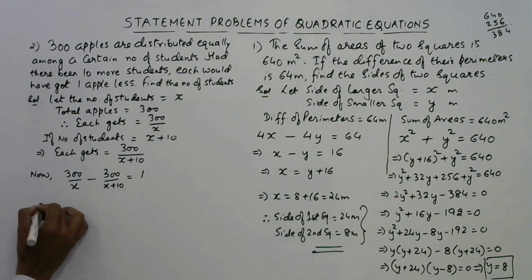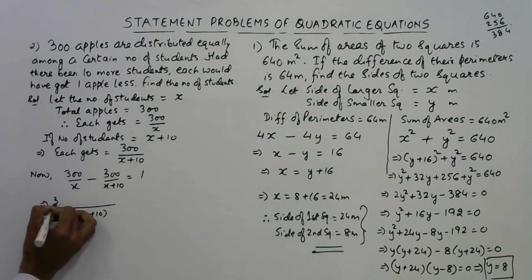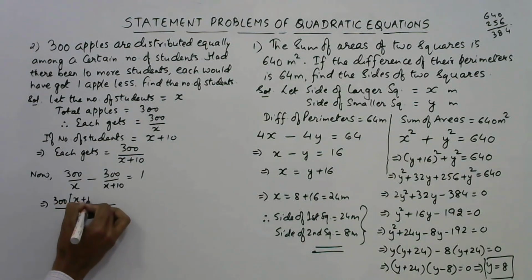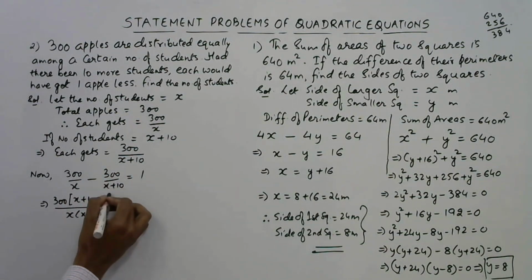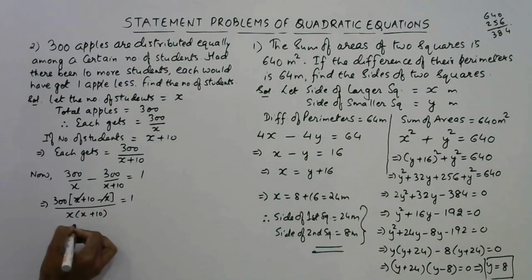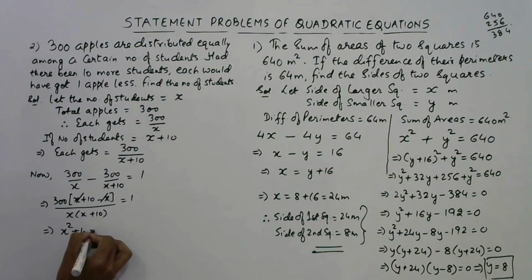So let's take the LCM. x and x plus 10 both factors will be there in the LCM, and 300 is common in the numerator. So 1 into x plus 10 is x plus 10 minus 1 into x is x equal to 1. So x gets cancelled. Cross multiply, you get x square plus 10x equal to, this is 300 into 10, that is 3000. And bring this here, you get the quadratic equation, x square plus 10x minus 3000 equal to 0.